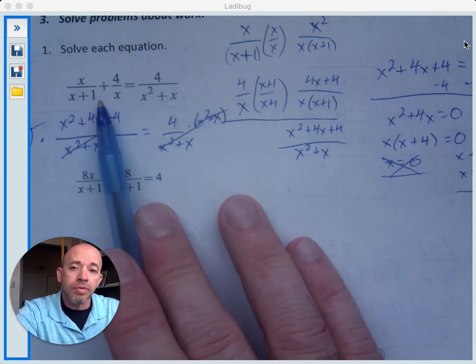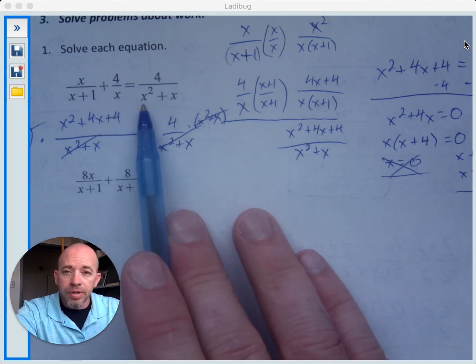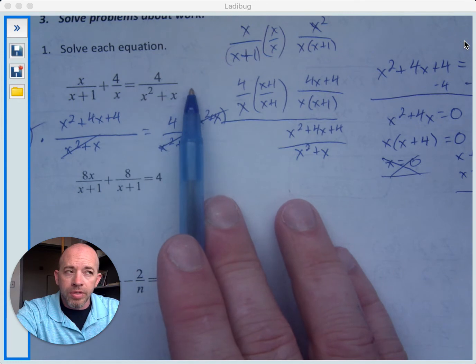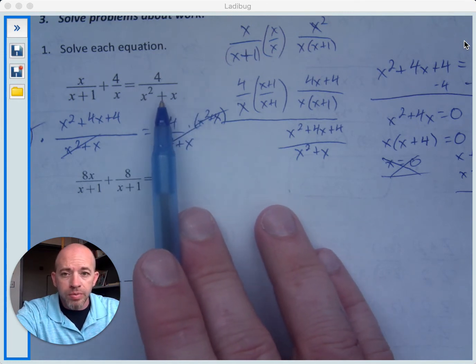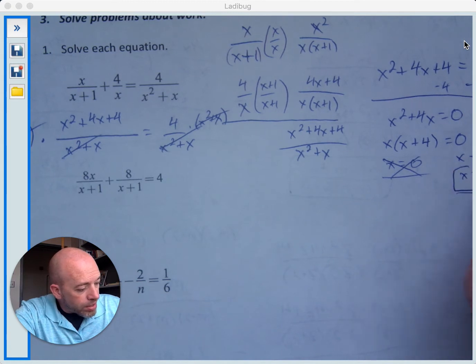We can divide by negative 3. We can divide by negative 4. If we plug in negative 4 here, we get 16 minus 4, which is 12. We can divide by 12. And so this is the only solution that actually works.